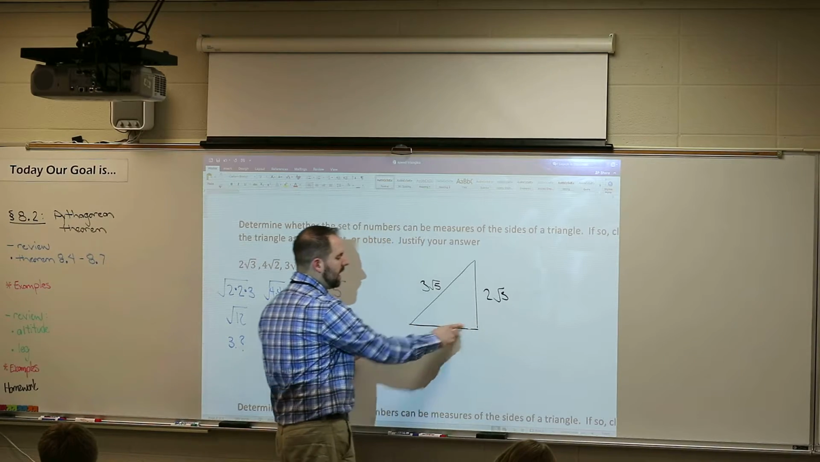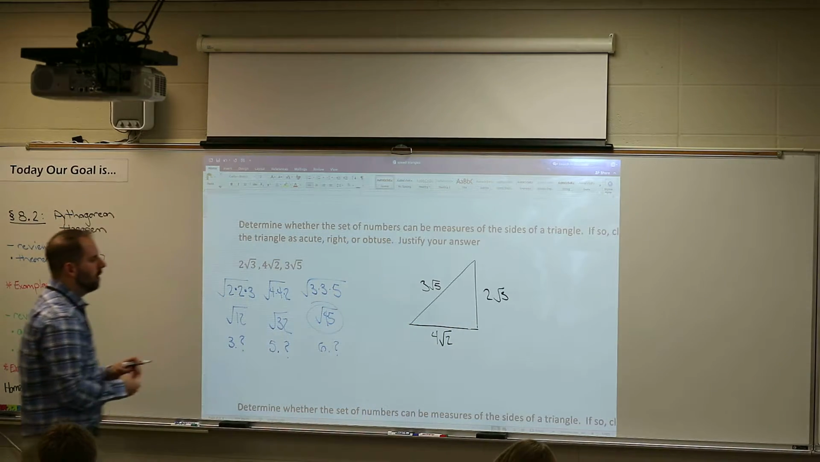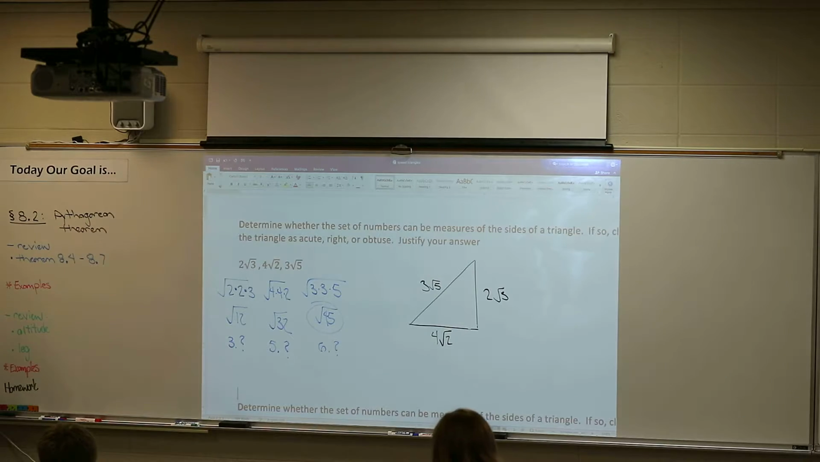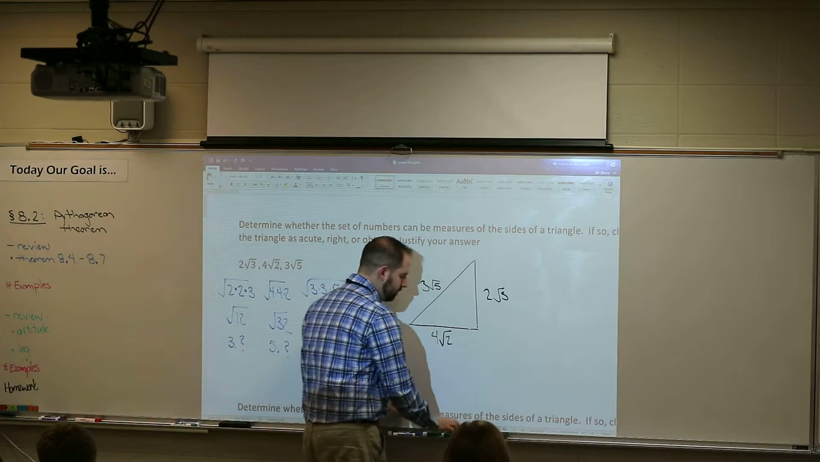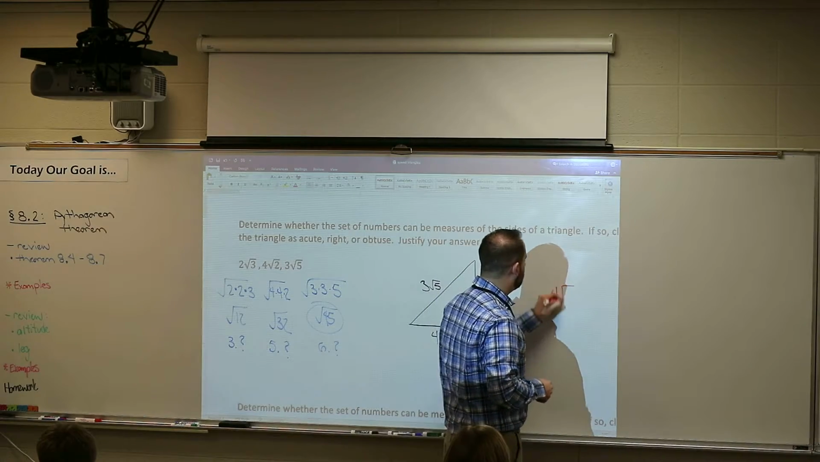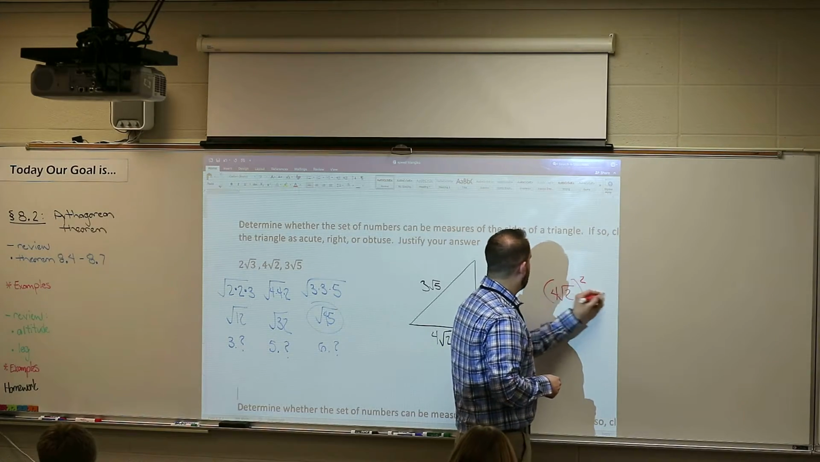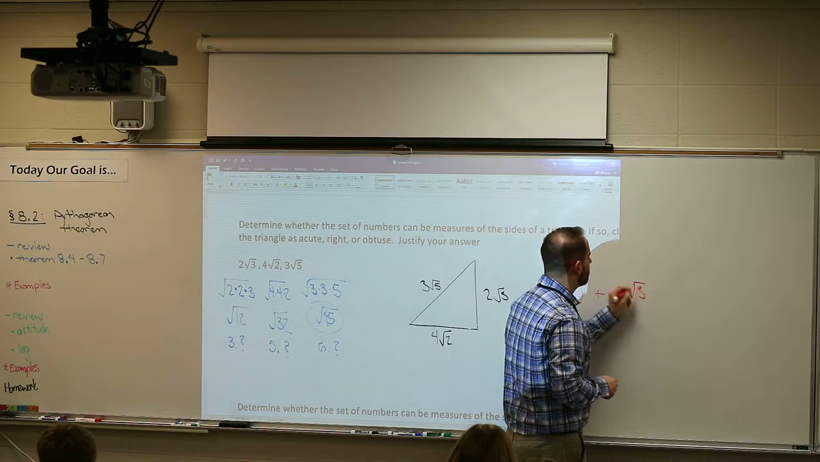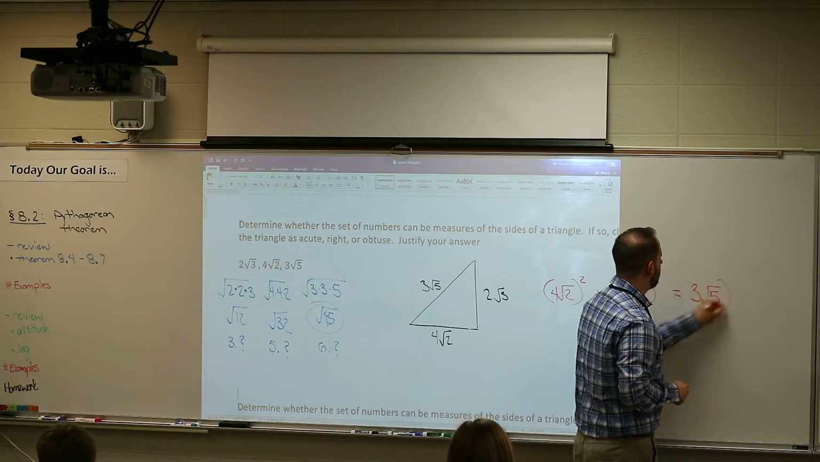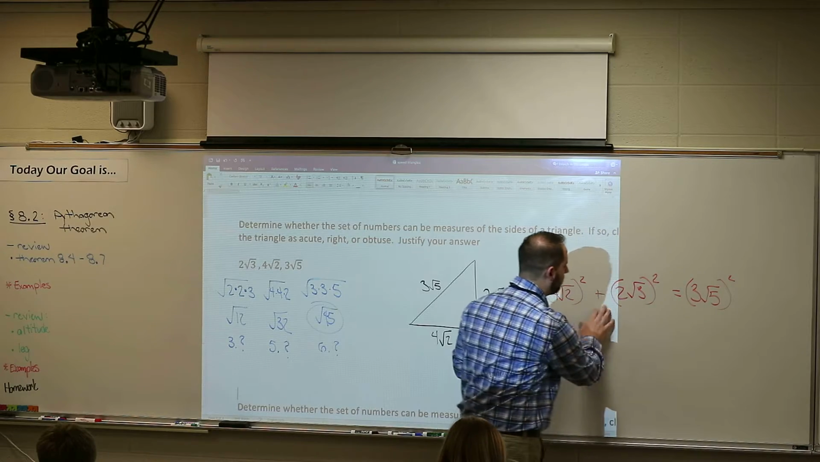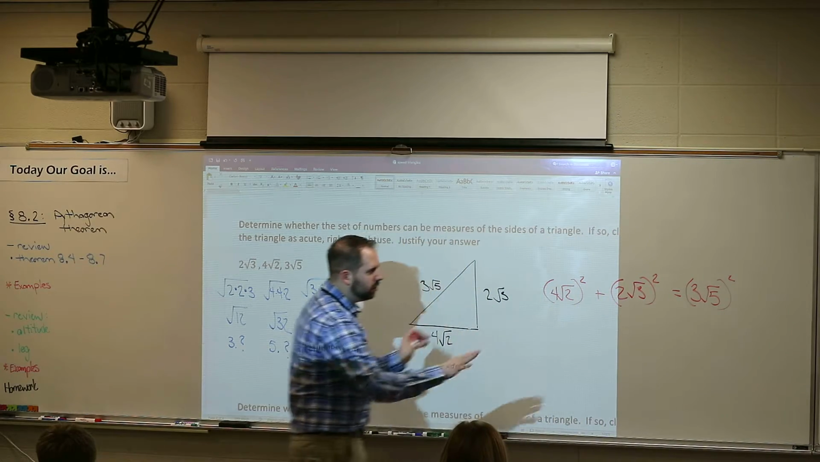So this is the question. This is the problem that I think I may have accidentally handed out last week, but I took it back right away. How you actually do this: you take 4 root 2 and you square it, you take 2 root 3 and you square that, and you take the 3 root 5 and you square that. So you can go to the Pythagorean theorem. A squared plus b squared equals c squared. And we're going to try to see, do they work out?